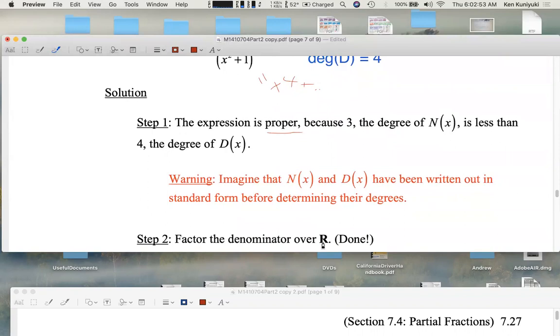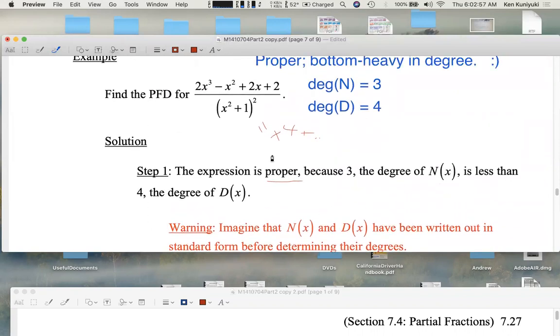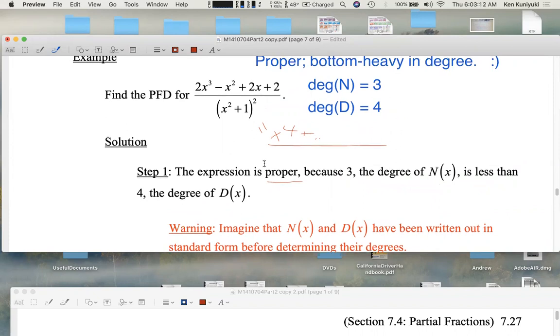All right, factor the denominator over the reals. Well, we've already done that. Although, again, it would have been fair for me to give you the expanded form and you factor back. But so far, so good. We don't have to do long division. We don't have to factor the bottom. But then here's where it gets harder. What is the PFD form?